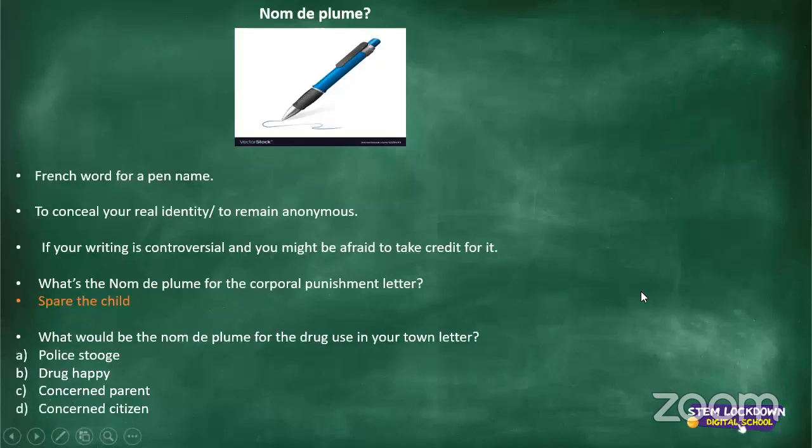Quickly, what would be the nom de plume for the drug use in your town letter, the one that we've just done? What's your answer? Okay, so the answer would be C, Concerned Parent. We could take D as well, Concerned Parent or Concerned Citizen. Okay, C or D, it's still fine.